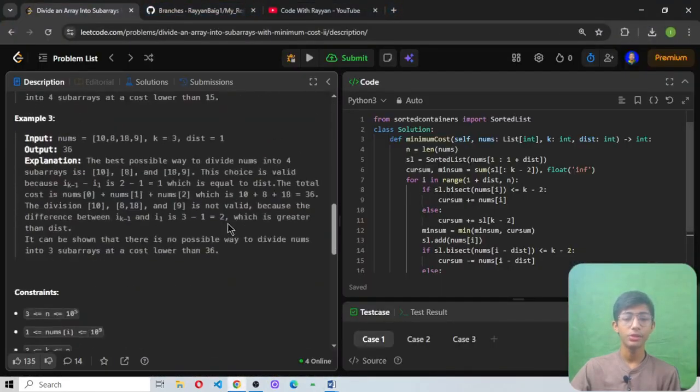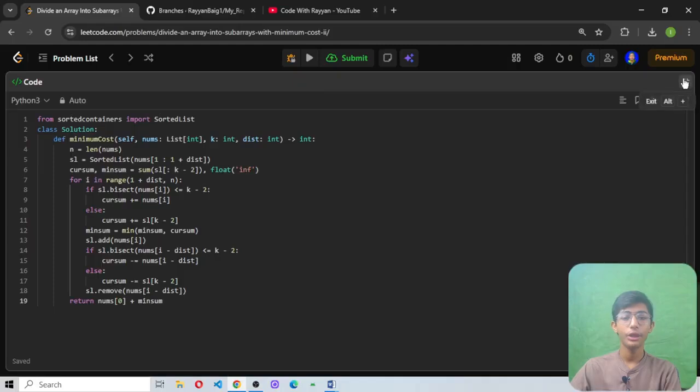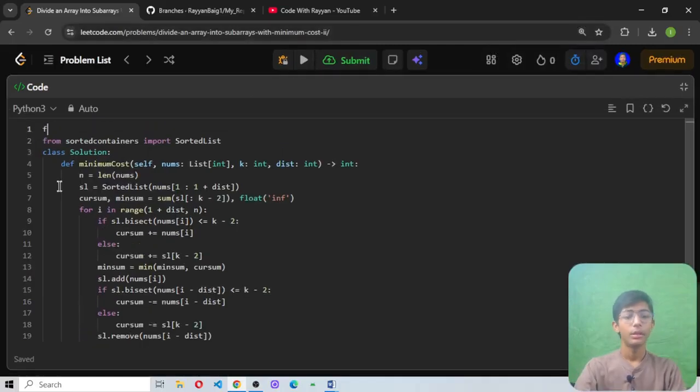This is a hard question in which there are 4 hints included with 5 topics, and I have already told you what these 5 topics are about. Let's start to write the code. First of all, we write from sortedcontainers import SortedList.